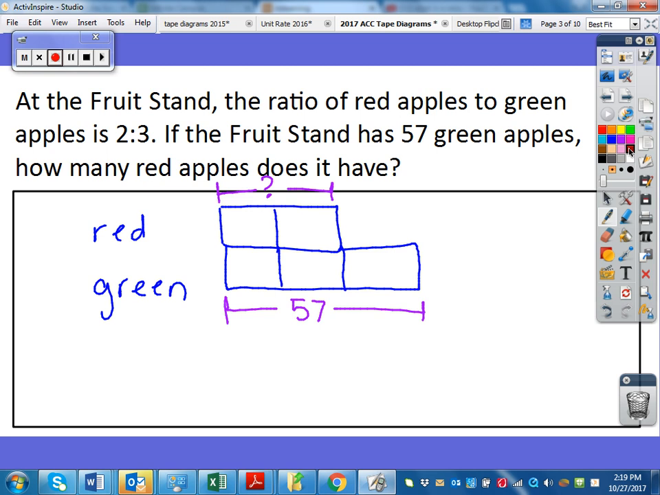Next, I have to figure out how much goes in each box. 57 divided by 3 is 19. So 19 goes in each box, including the boxes with the red apples. Then to figure out how many red apples I have in total, I would do 19 times 2, which is 38 red apples.